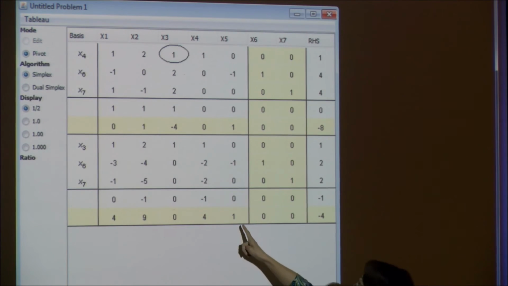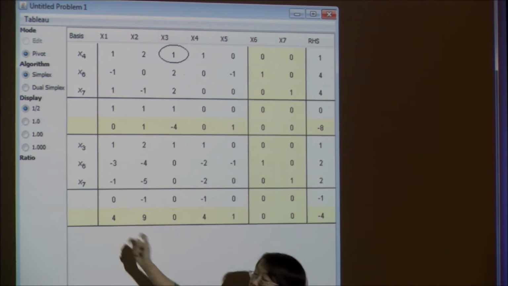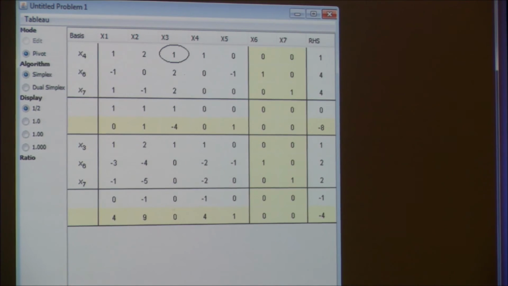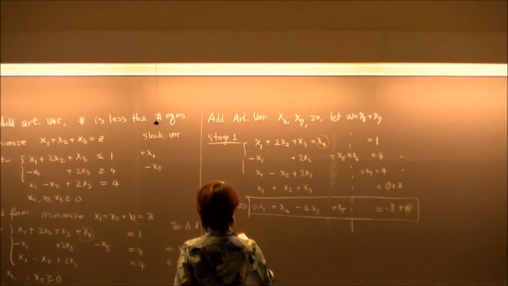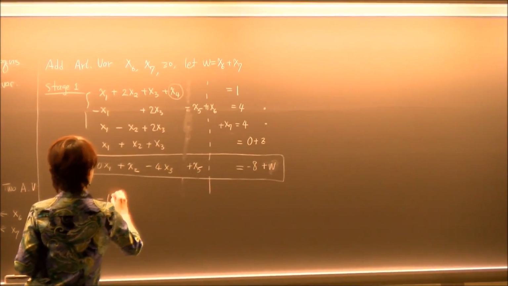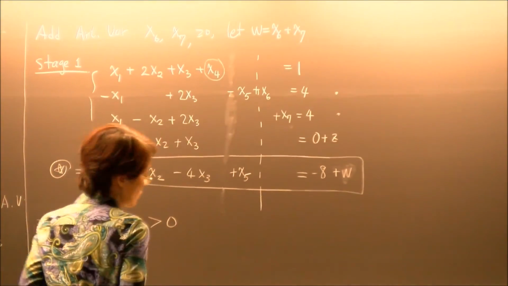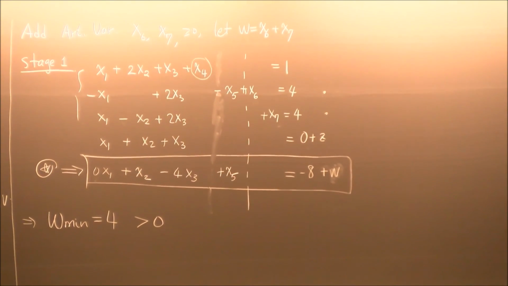And then I look at the objective function for W. Look at all the coefficients. Do I still have negative ones that I can further pivot and make W even smaller? No. So what do you conclude? What is the minimum of W for this problem? It's 4. So what do you do now? So I will write down: by just a click, I found out that W min exactly equals 4, which is strictly bigger than 0. I failed to drive this down to 0.